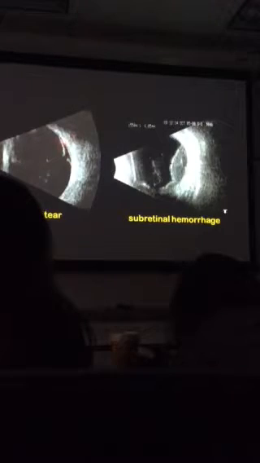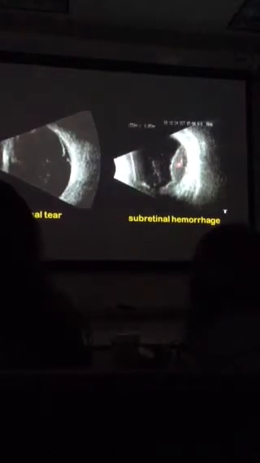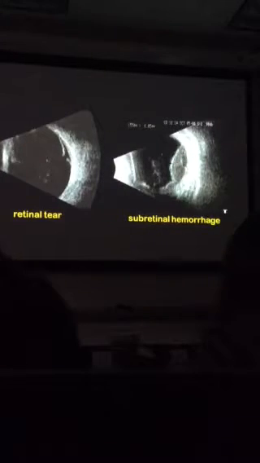Here's a little retinal tear back here. Again, that should be flat up against here. This is called a choroid back here. It should be flat against the choroid. This is a little hemorrhage. So there's blood that's lifting the retina off of the back of the eye, off the choroid. So that's blood in there. So these are things that we look for with ultrasound.